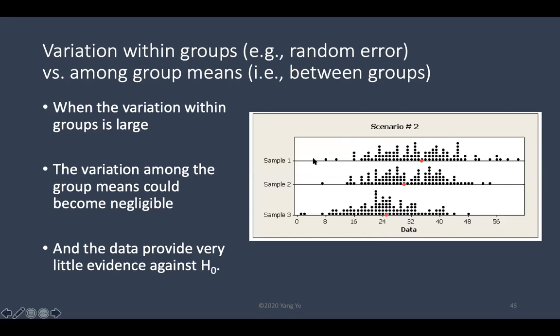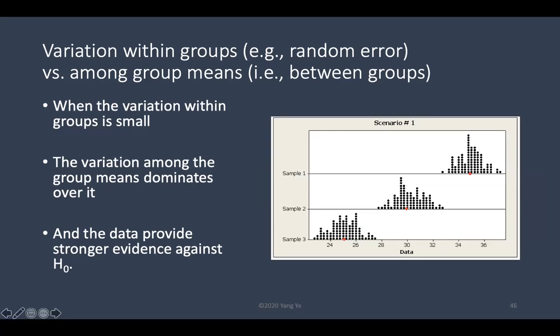But the scores within each group also tend to vary quite a lot. So in this case, if the variation within groups is quite large in comparison to the variation between the groups, then the ratio becomes so small that the variation among the group means becomes negligible, right? So in this case, the data will provide very little evidence against our null hypothesis.